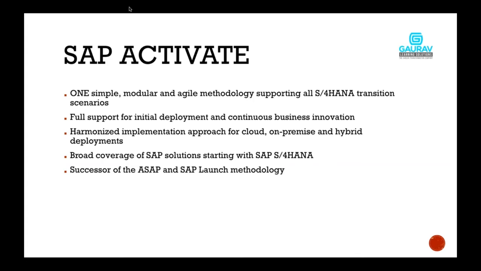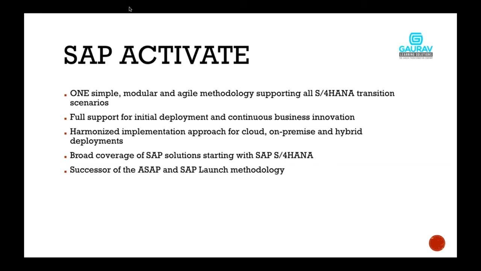It has a harmonized implementation approach for cloud, on-premise and hybrid, which means not only can you use SAP Activate methodology for on-premise, you can use it for cloud, and you can also use it for hybrid deployment options. We already discussed what is cloud and what is on-premise. Day before yesterday, we discussed what you mean by SAP S/4HANA on-premise system vis-a-vis SAP S/4HANA cloud system. What is hybrid? Hybrid means a mix of both.